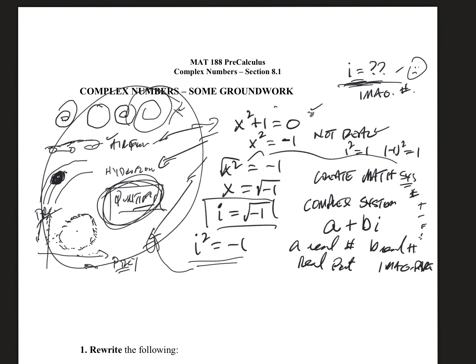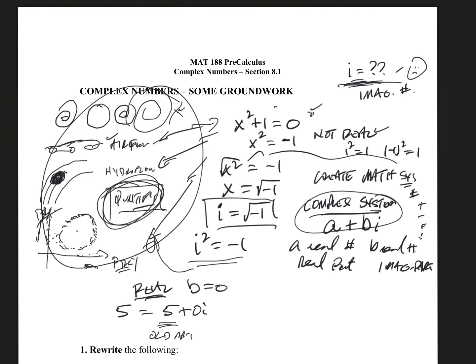And what was nice about this setup is if I want to deal with reality, if I want to stay in reality, that means my b is equal to 0. There's no imaginary part. So a number like 5 written in the complex number system would be 5 plus 0i. All right, so what's nice about this is I can still do all my old math, because this complex number that I've created will still work in reality.